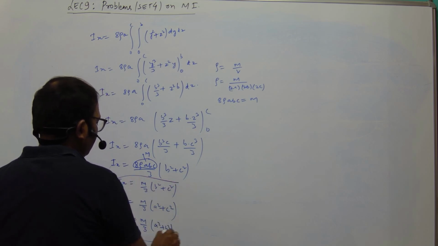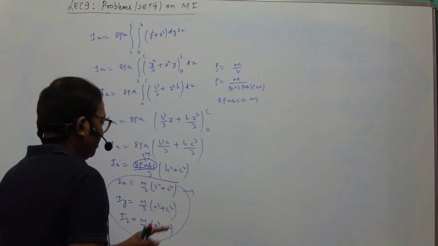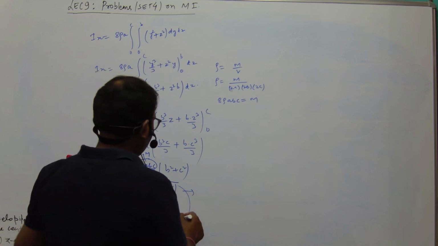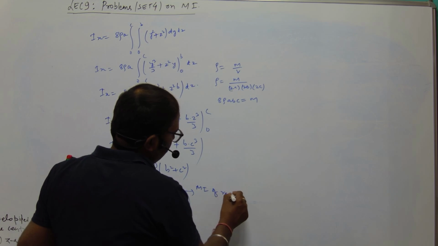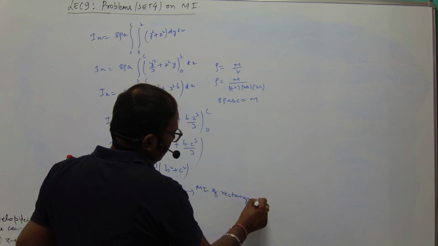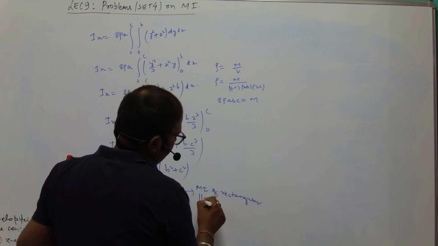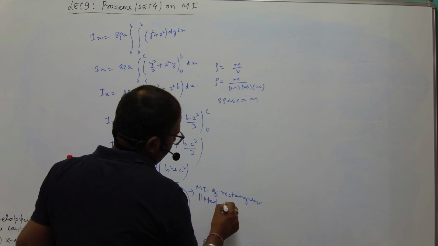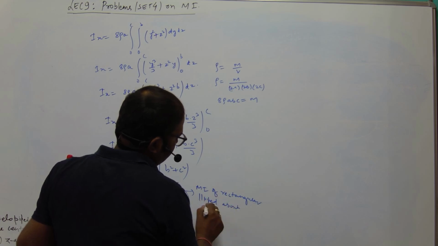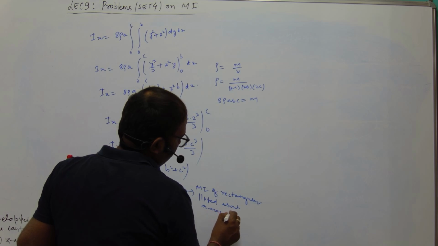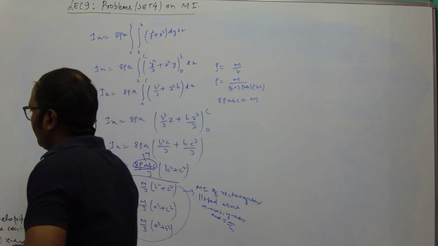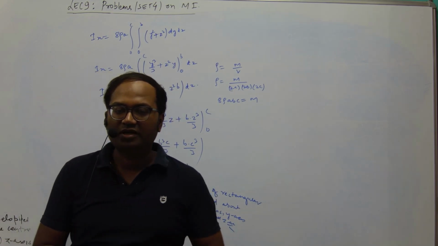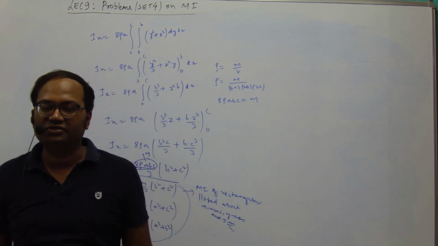Okay, so this is the moment of inertia of the rectangular parallelepiped about the x-axis, y-axis and z-axis. Okay, so we have discussed up to question number 9. So this is all about the moment of inertia. Thank you.